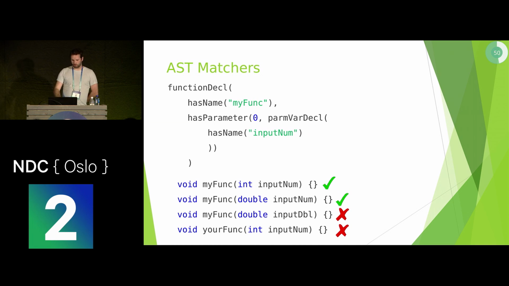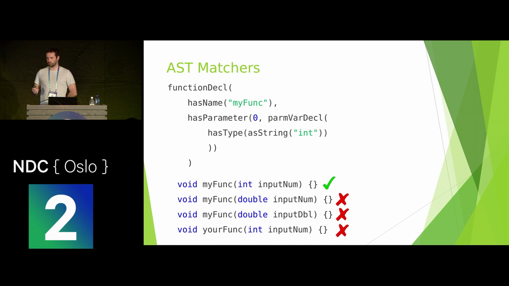But what I've done here is I'm looking at hasName inputNum, and usually the name of a parameter is not what's interesting about it. Usually the type is more interesting. So how do you match on that? What I'm going to do is replace hasName with hasType, and then specify the type as a string. So I'm saying if the type is a string, add it to the result set, otherwise discard it. And you can see the difference there. I'm not adding the functions which take a double to the result set.